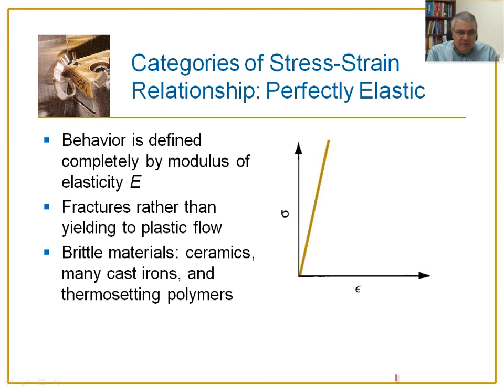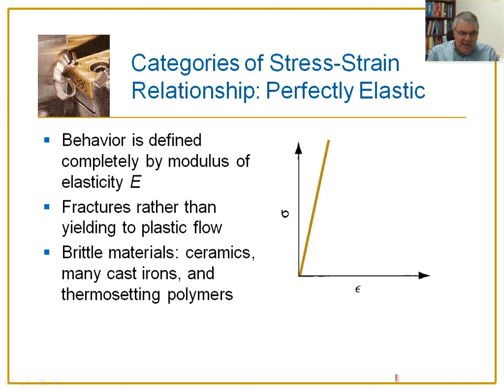There are different categories of stress-strain relationship. Remember that because we're dealing with a curve that is not always a straight line in different regions. Of course, part of the curve was a straight line, part of it wasn't. So we need to divide the behavior of the material into different regions. So that's why we have these categories of stress-strain relationship. And this category that's shown here is called the perfectly elastic category.